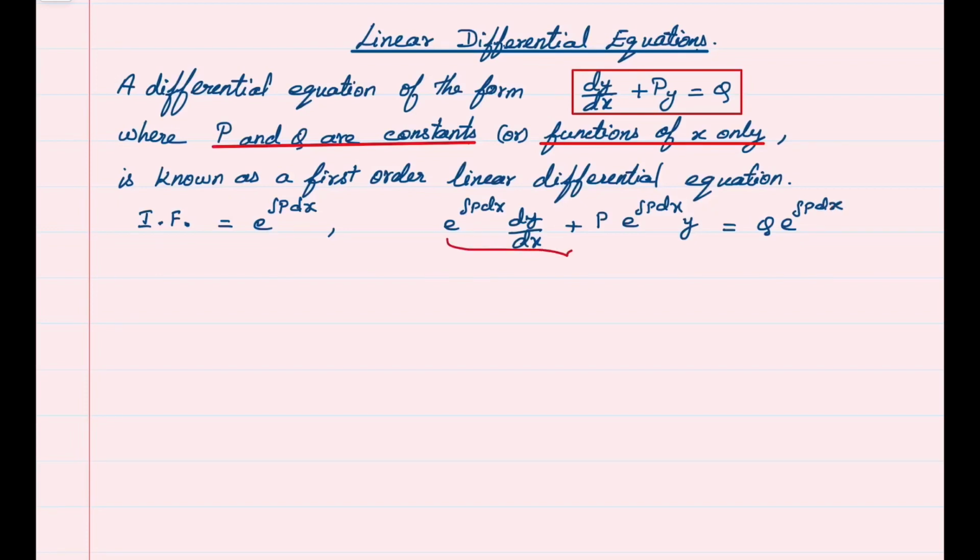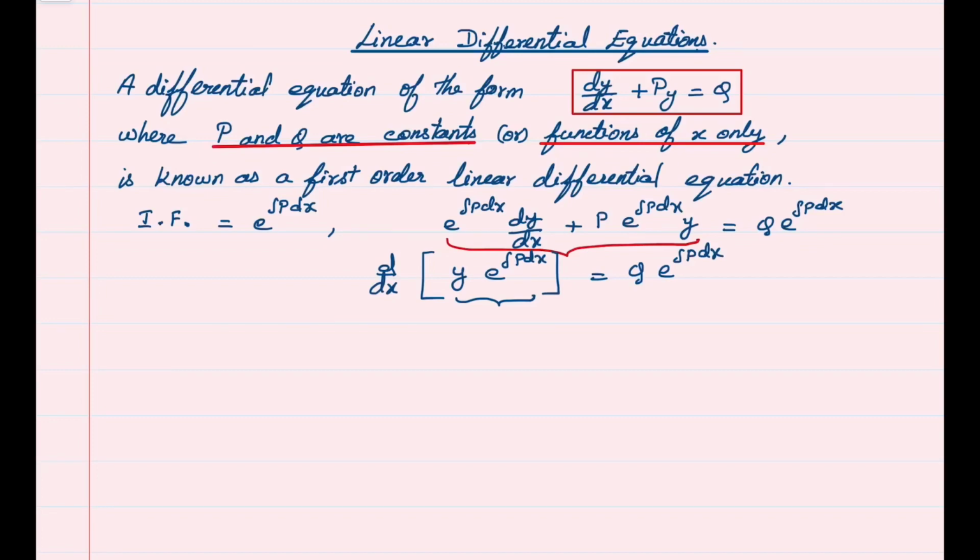Now see the left hand side. This is the differential of y into e power integral p dx equal to q times e power integral p dx. If we use product rule and differentiate this term, we get the previous step.